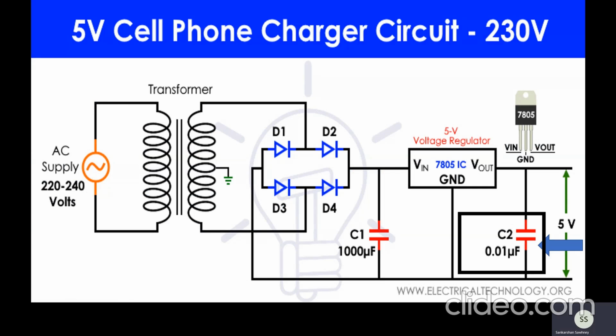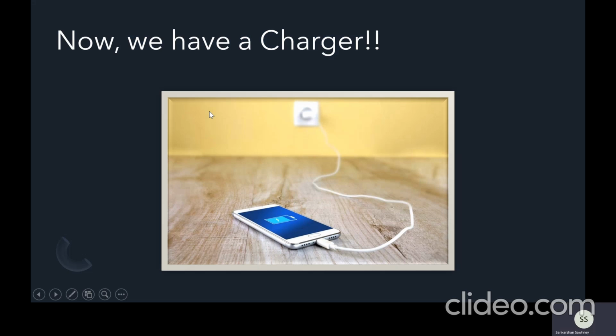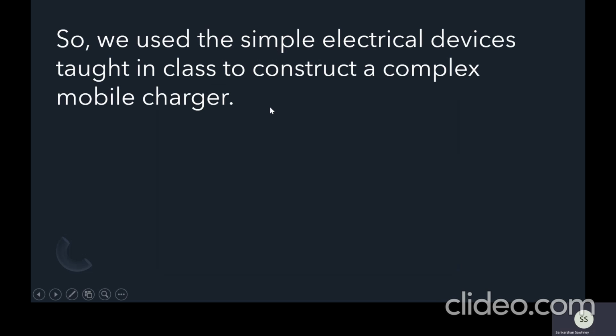Now we get a 5 volt supply. We use another capacitor to eliminate the noise due to transient changes in the voltage. And we get a constant 5 volt output to charge our mobile phones, and hence now we have a charger which we can use to charge our mobile phones. So we used the simple electrical devices which were taught to us in class to construct a mobile charger. Thank you.